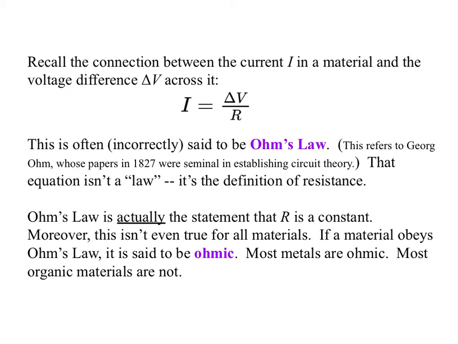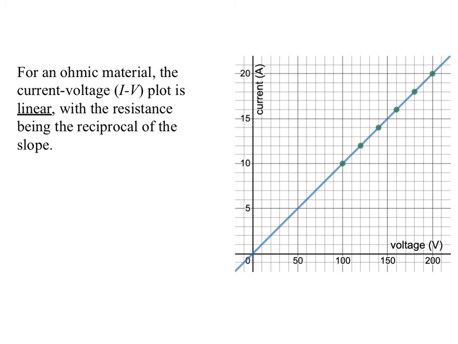A material that does obey Ohm's law is said to be ohmic, and if it doesn't, it's said to be non-ohmic. Most metals are ohmic, most organic materials are not. But the basic thing here is Ohm's law says for certain classes of materials, the resistance is a constant. For an ohmic material, the current-voltage plot would be linear, and the resistance would be 1 over the slope.